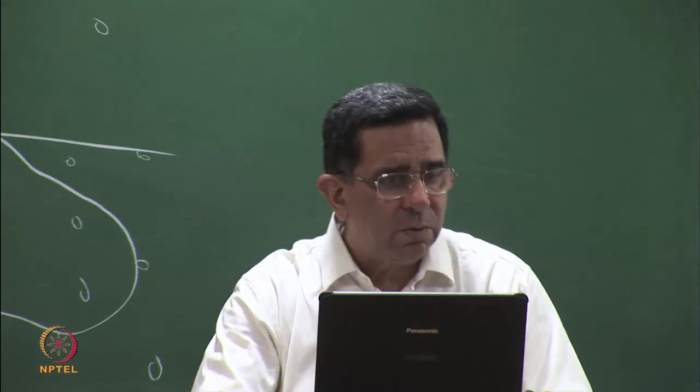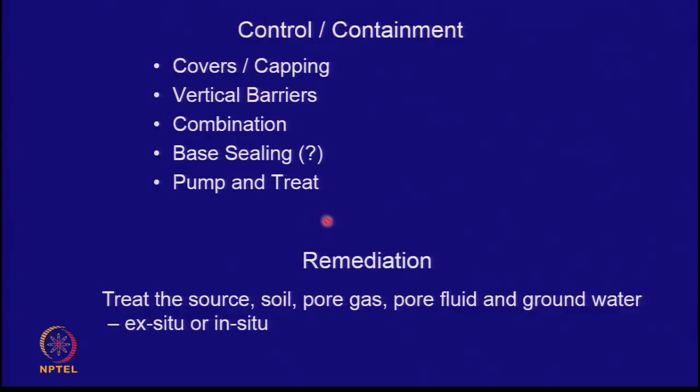So what do we do? We said we can either do control or we can do remediation. Control brings us back to a very similar situation that we had. You can have covers or caps. You can have vertical barriers. You can have combinations of covers and caps with vertical barriers. Base sealing is expensive, can be done, but is usually not adopted. And sometimes these may be in conjunction with pump and treat.